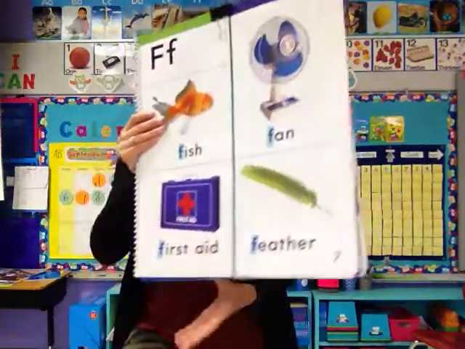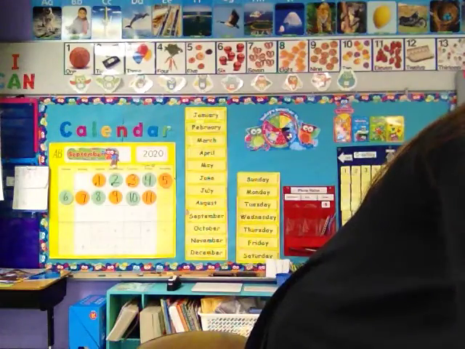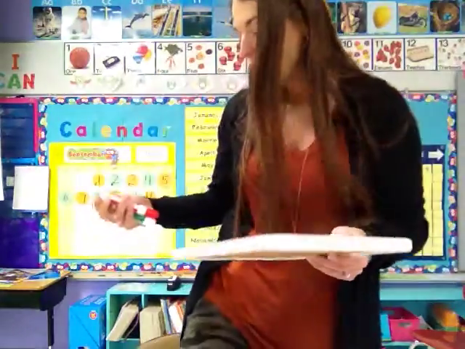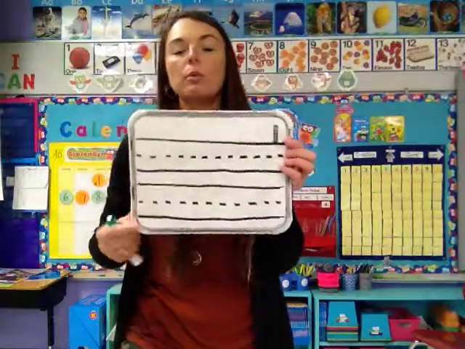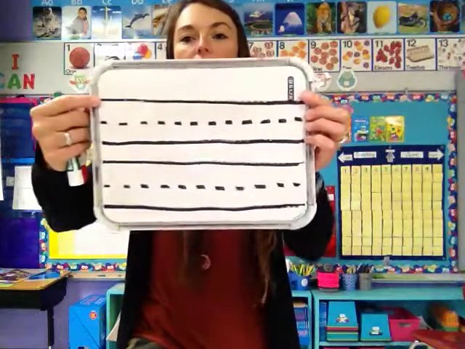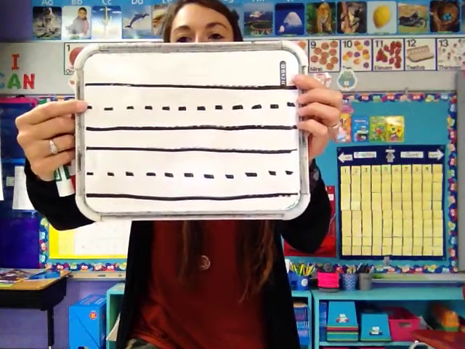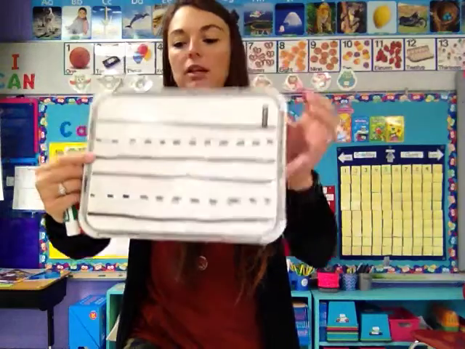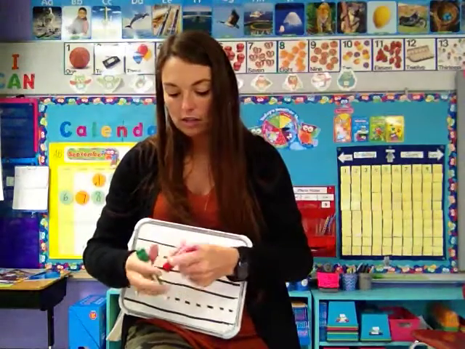Good job. So today I'm going to show you how to write those letters. And I've got my board here. And I have 2 lines on my board. I have a top line, a middle line, and a bottom line. And I'm going to use red to do my letter E.